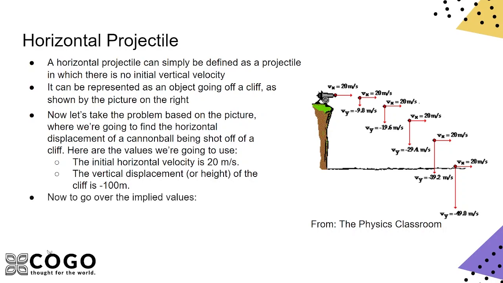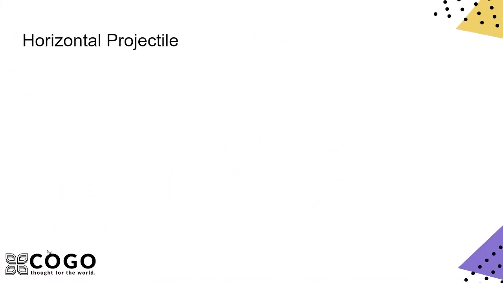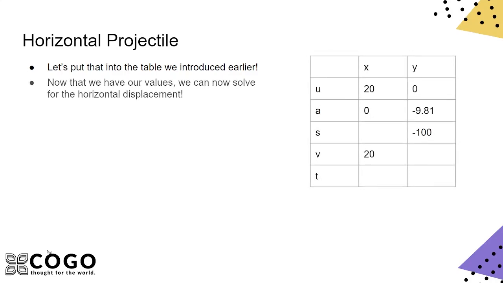Now to go over the implied values. Because the horizontal acceleration is 0, the final horizontal velocity is the same as the initial. The initial vertical velocity is 0. Now let's put that into the table we introduced earlier. Now that we have our values, we can now solve for the horizontal displacement.